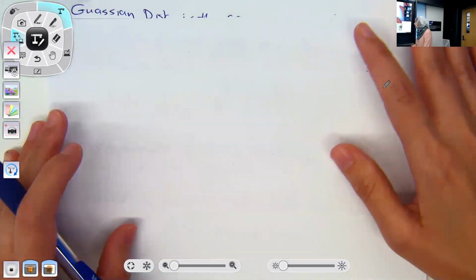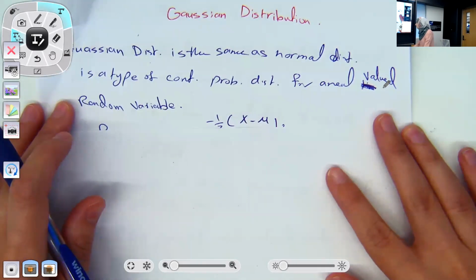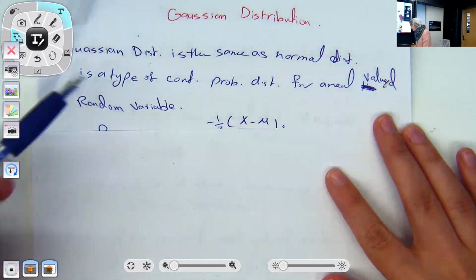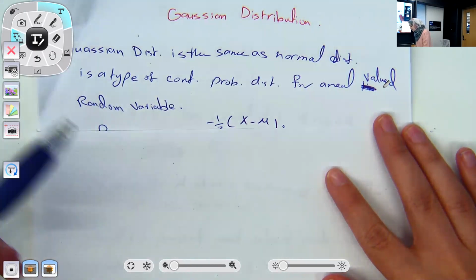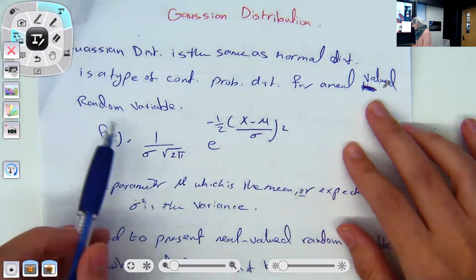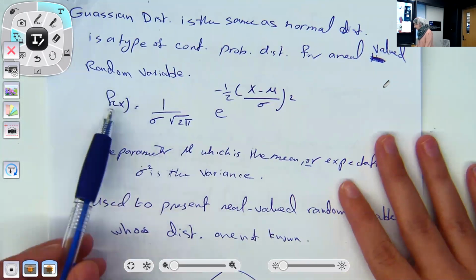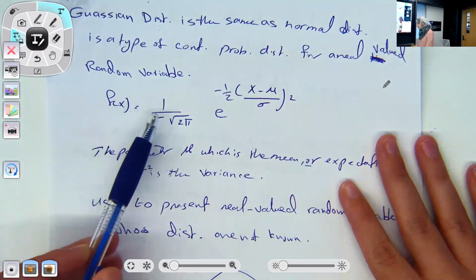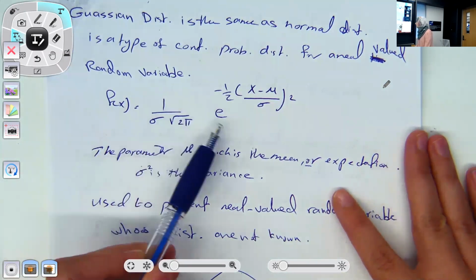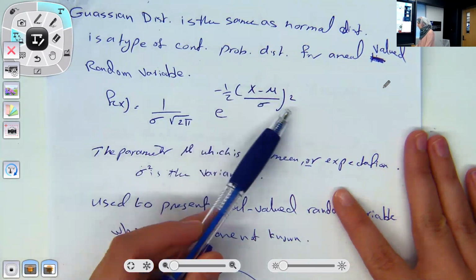What is the Gaussian distribution? Gaussian distribution is the same as normal distribution. It is a type of continuous probability distribution for a real valued random variable, and the density function for univariate is given by f of x equals 1 over sigma square root of 2 pi multiplied by the exponential of minus a half times x minus mu divided by sigma, squared.